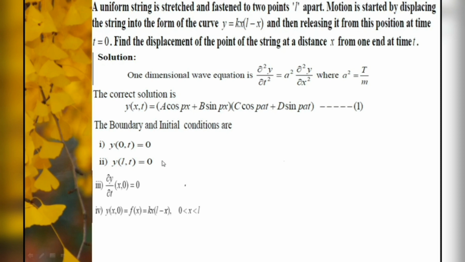Now the third condition: it is released from this position, therefore the initial velocity is given as 0, and the initial displacement is nothing but the one in the problem, that is y equal to kx into L minus x. Sometimes instead of k it may be given as some other constant, say lambda. Okay, now let us substitute the boundary conditions one by one.